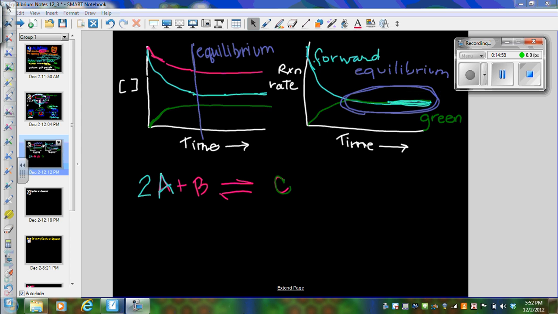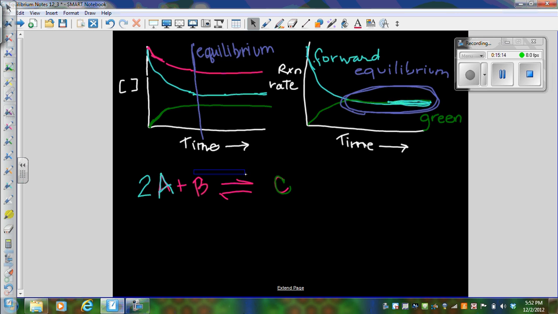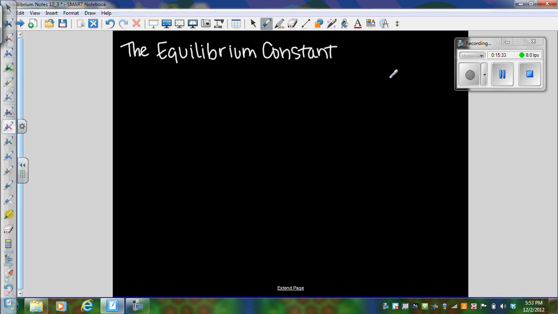Okay, so macroscopically, we're not really seeing anything. It appears that the reaction has stopped, even though in reality, microscopically, it's still occurring, forward reaction and reverse reaction, but the rates are now equal. So now what we want to do is talk about the equilibrium constant itself.